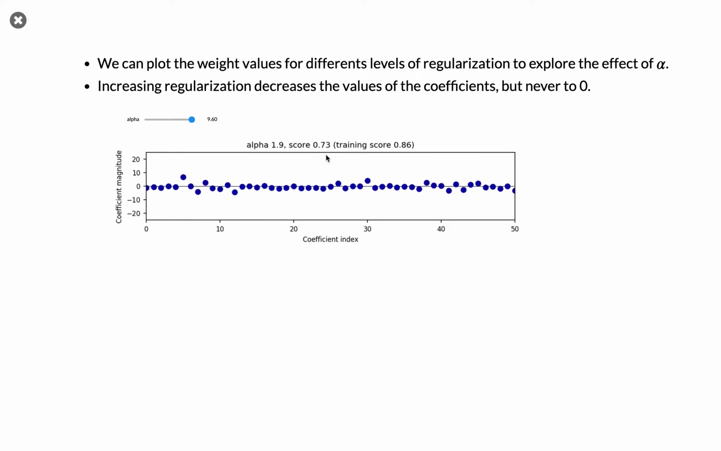That means we are underfitting, right? We're restricting the model so much, it doesn't have much freedom anymore in changing the weights. So we're constraining it too much and the model will be underfitting.